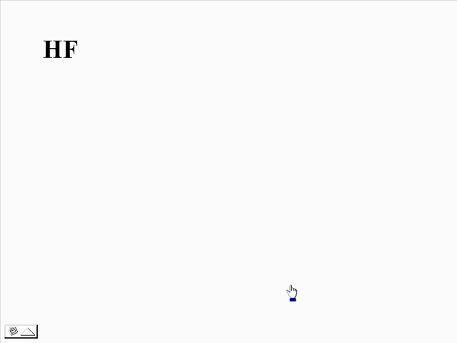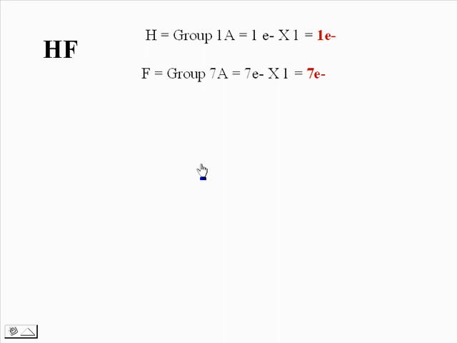Hydrofluoric acid. Again, you want to determine the number of valence electrons. Hydrogen belongs to group 1A, so it has 1 outer electron. There's 1 of it, so it contributes 1 valence electron to drawing the Lewis structure. Fluorine contributes 7 electrons. So that means I have 8 electrons total that I need to use to make everybody happy. Draw the skeletal structure between H and F.